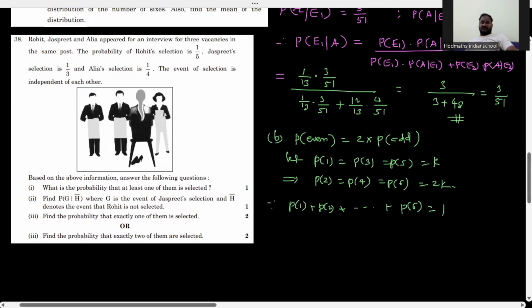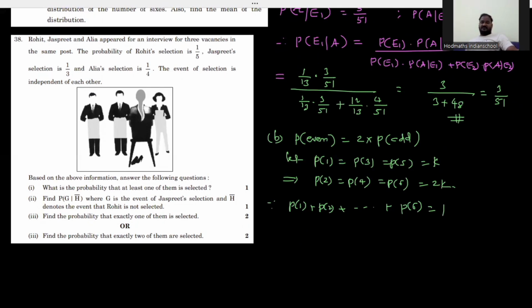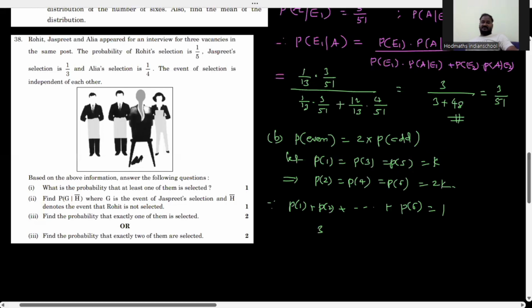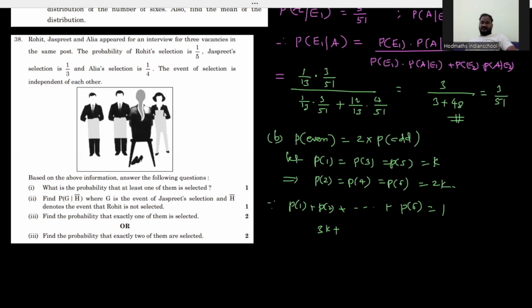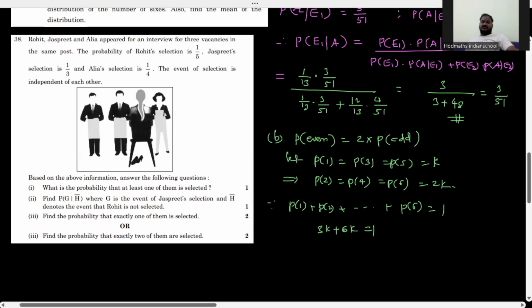Now the probability of drawing 1, 3, 5 is equal to k. So there are 3 k's, and 2, 4, 6 each is 2k, so 2 3s are 6, so 6k, which is equal to 1. 3k plus 6k is equal to 9k is equal to 1. Therefore, k is equal to 1 divided by 9. When k is equal to 1 divided by 9, then the probability of drawing 1, 3, 5 is 1 by 9. And the probability of drawing 2, 4, 6 is 2 into k, which is 2 into 1 by 9, going to be 2 by 9.